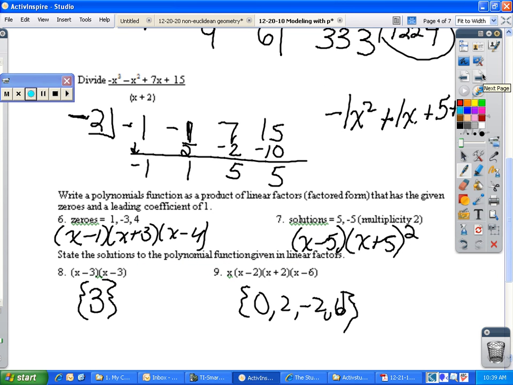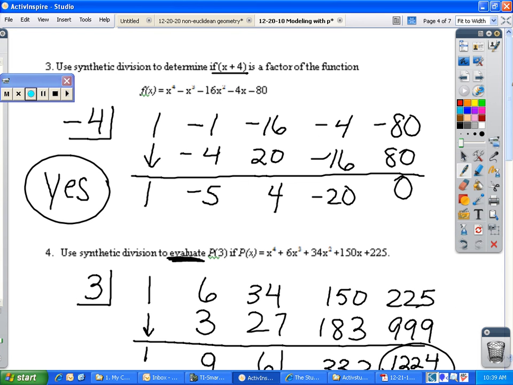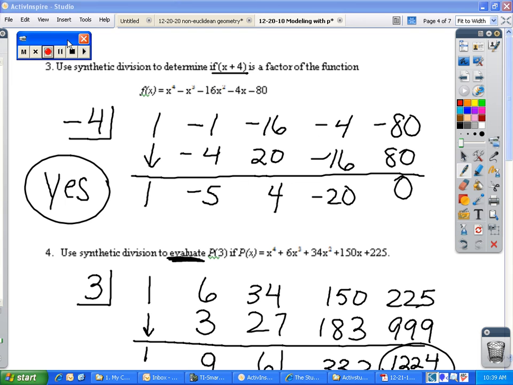Okay, page 3 and 4 in your review packet. We are going to go over 3 different uses for synthetic division on this page. We will also be talking about how to write your answer solutions for each of these. So for number 3, we are to use synthetic division. Please make sure you show that, synthetic division, to determine if x plus 4 is a factor of the function.